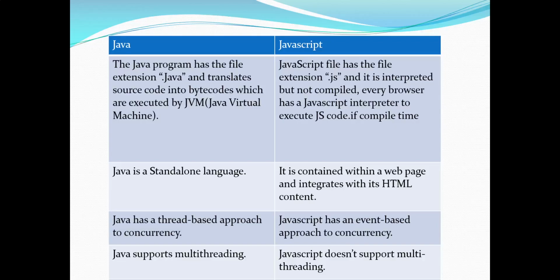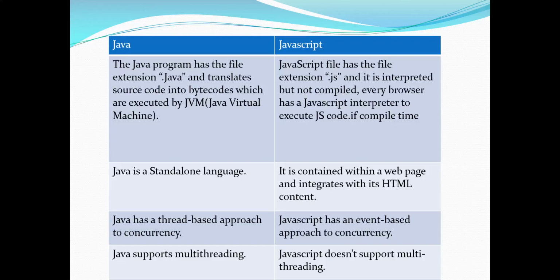Now Java is a standalone language, while JavaScript is contained within a web page and integrated with its HTML content. It is inside the web page. You are using JavaScript with some other language, but Java is a standalone language. Java has a thread-based approach to concurrency, and JavaScript has an event-based approach. You are making an event happen in JavaScript.